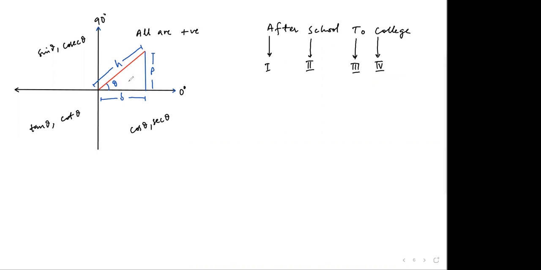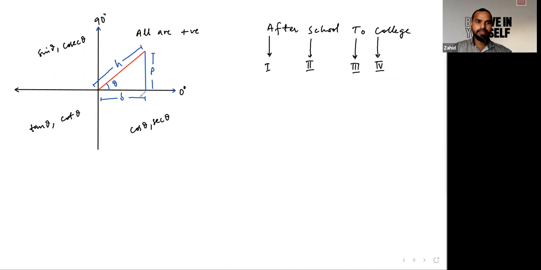I have defined, if you draw a triangle in any one of the quadrants, depending upon the sign of base and perpendicular and hypotenuse, the corresponding ratio would be positive or negative. So in first quadrant, all of the trigonometric ratios would be positive. In second, sine, third, tan, and fourth, cos and sec. So to remember this whole, I have defined one statement: After school, you must enter into college.